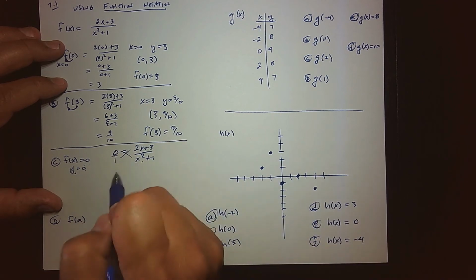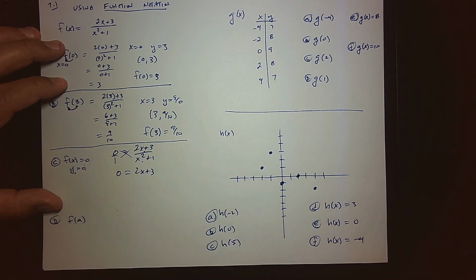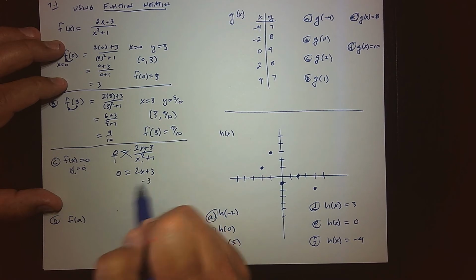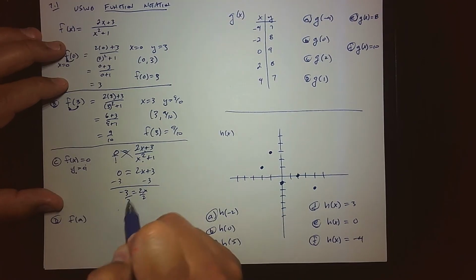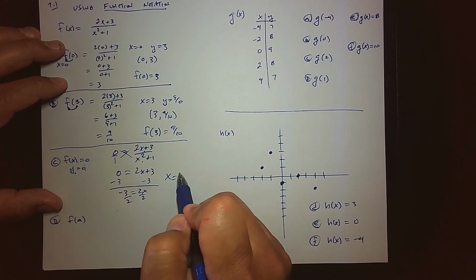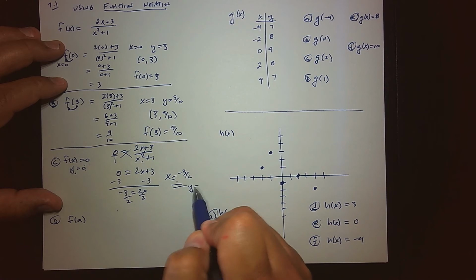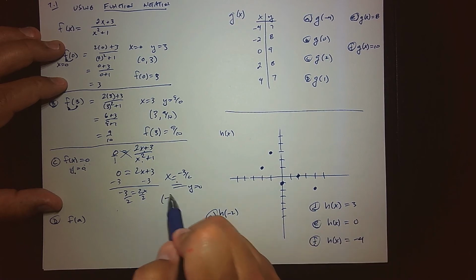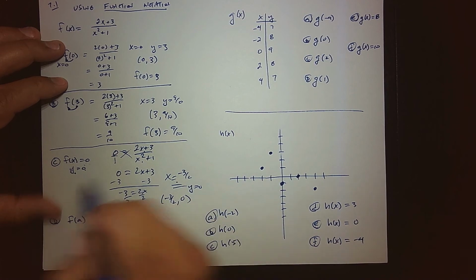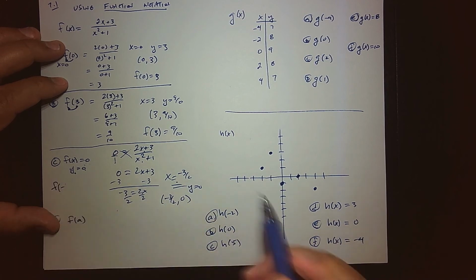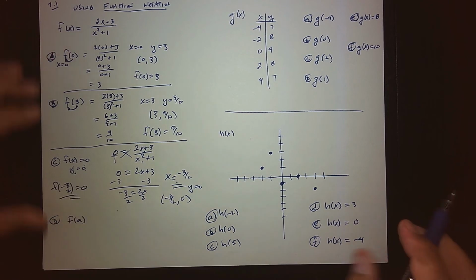0 times this would be 0, and 1 times this would just be 2x plus 3. Okay, solving for x, we subtract 3 from both sides, dividing by 2, and we get x equals -3/2. So when x is -3/2, y is 0, or we've got the ordered pair (-3/2, 0). Or functionally speaking, we now know that f of -3/2 equals 0.